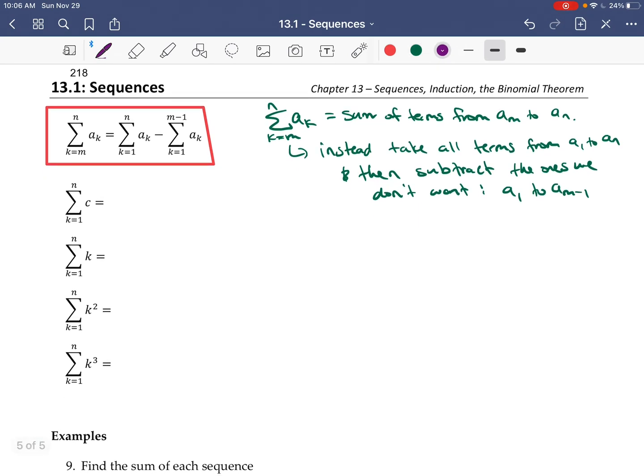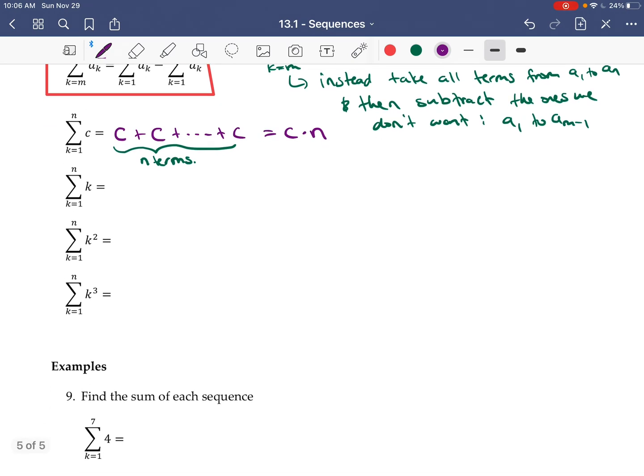Okay, so some easy ones to compute, or some ones that we often see. If you have the sum of a constant, there's no k to plug in. For k equals 1, it's just c. For k equals 2, it's just c. For each term, it's just c. Then we think, how many terms are there? There are n terms because we're going from 1 to n. So that's going to be c times n.